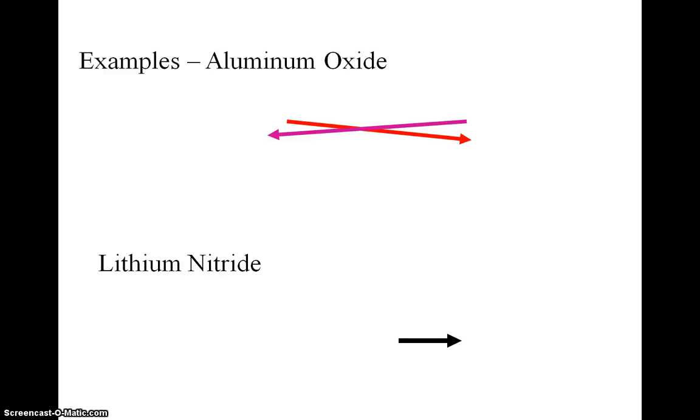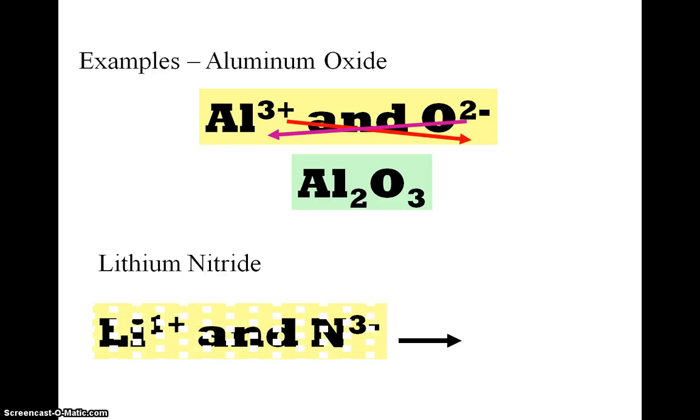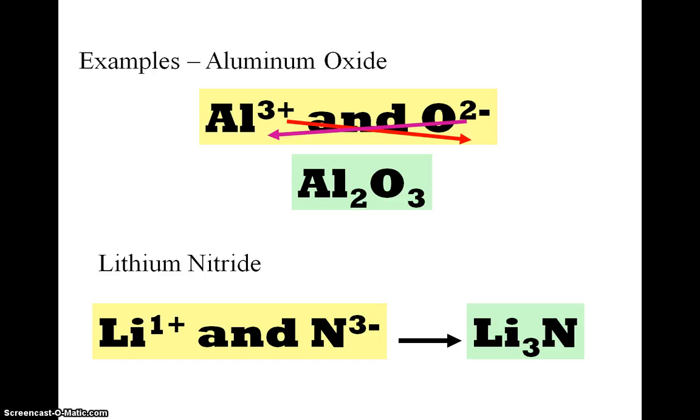If you look on the periodic table, you can see that aluminum is a +3 and oxygen is a -2. So we would have Al2O3 for aluminum oxide. Lithium nitride, lithium is a +1. Nitrogen is a -3, so we would have Li3N. Crisscross down. Another thing to notice is that when you only have a 1, you don't have to put the 1. Just by putting the symbol, we assume that there's 1, so you will never have a subscript in a chemical formula that is the number 1.